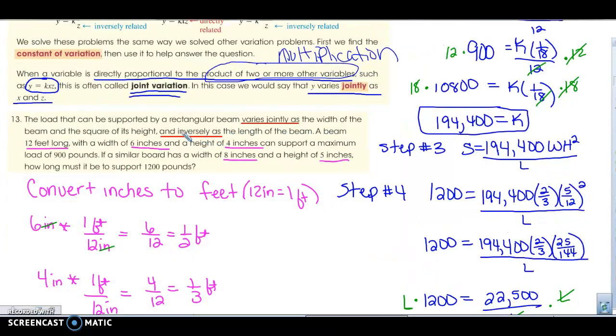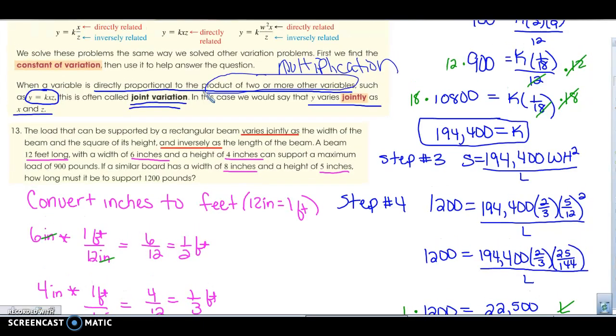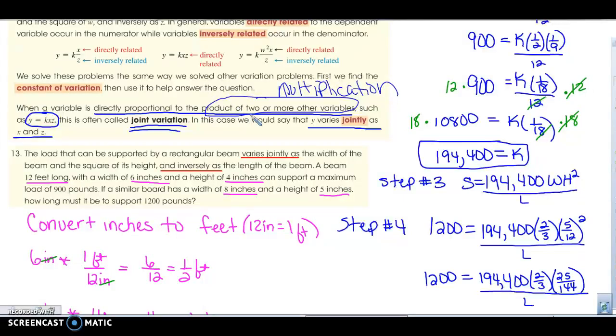Take a look at this next definition, joint variation. When you see that they say that a problem varies jointly, I want you to keep in mind multiplication and the fact that you're going to multiply by 2 or more other variables. In direct variation, you just multiply by one other variable. But when they say that y varies jointly as x and z, you're going to have y equal to k times x and times z.